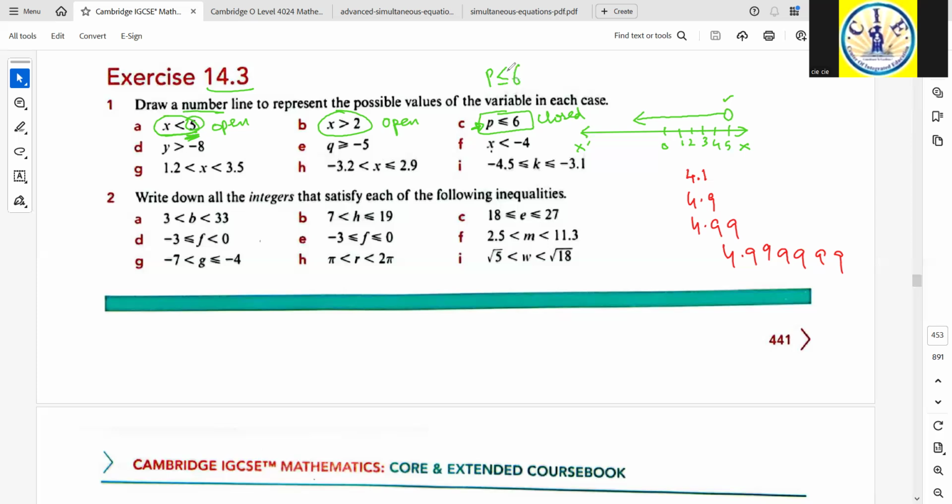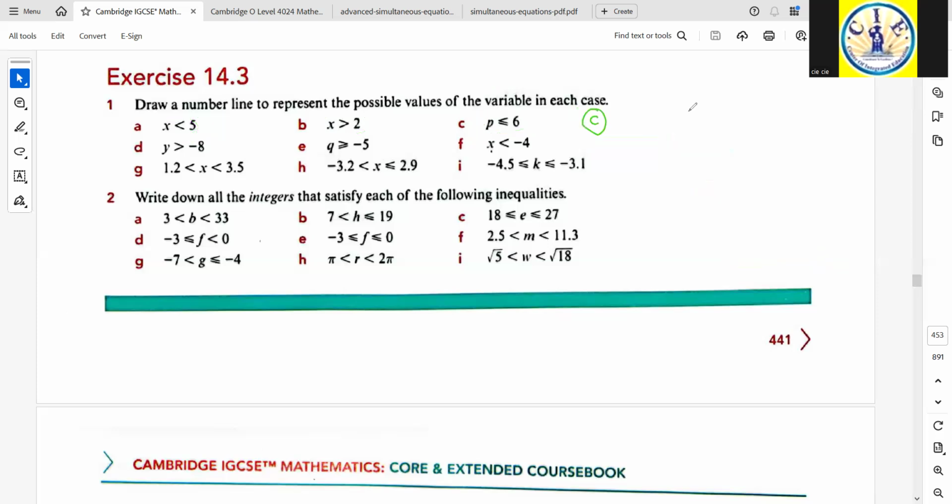So if I need to do it for part C, it would be something like this. This is 0, for example, and here it is 6. So now, I need to have a filled circle, which represents that the number 6 is included in this case, and values which are lesser than that. So P less than or equal to 6.